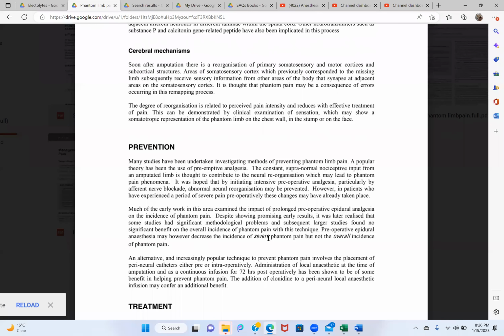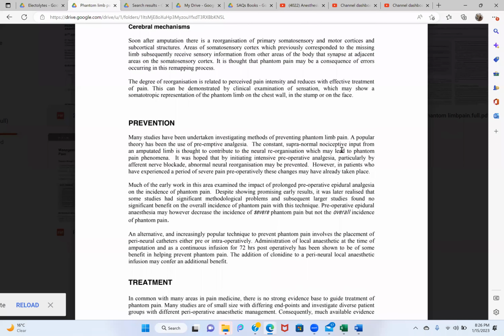So prevention, as I discussed, the basic principle is that you treat the acute pain. Okay. A popular theory has been preemptive analgesia. The constant supranormal nociceptive input from an amputated limb is thought to contribute to the neural reorganization, which may lead to phantom limb phenomena. As I told you, preemptive analgesia and use of multimodal analgesia was there. And with epidural placement, the incidence of severe pain will be decreased, but overall incidence you cannot control 100%.